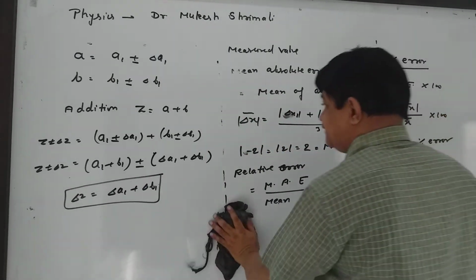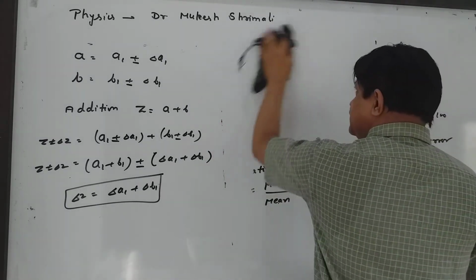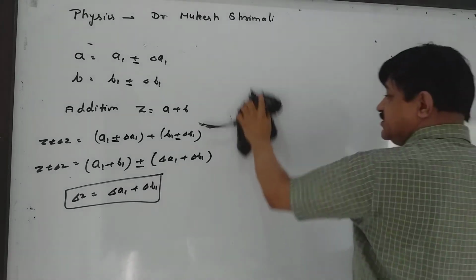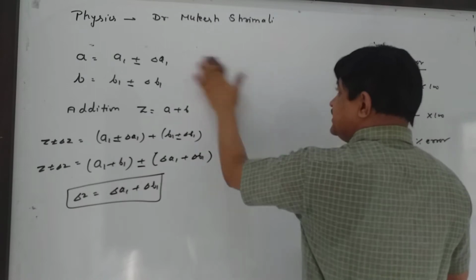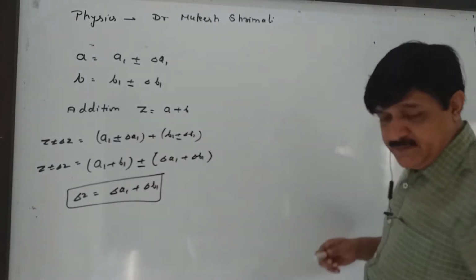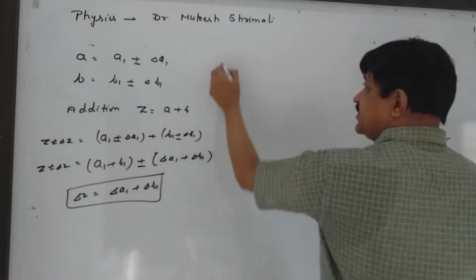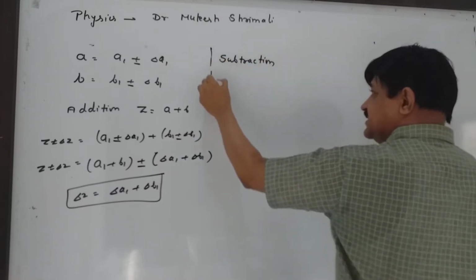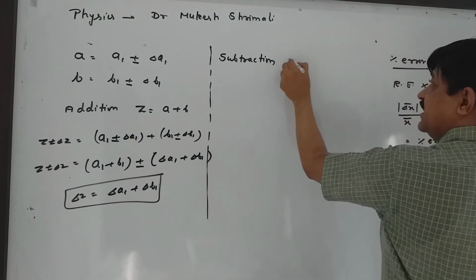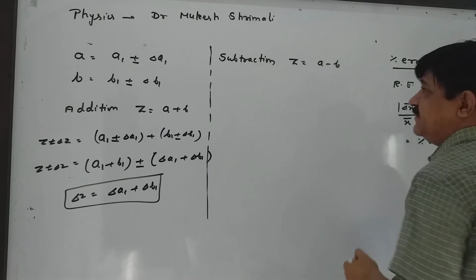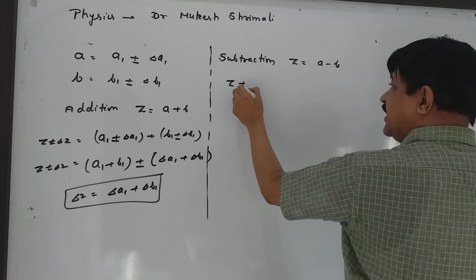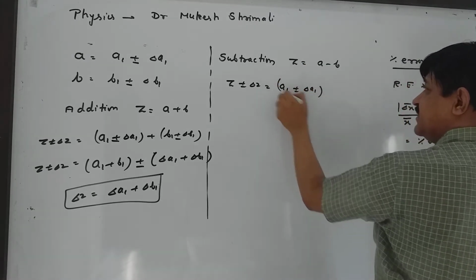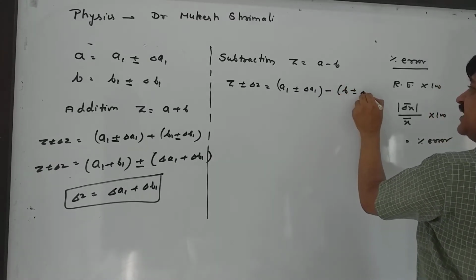Addition looks like this. Similarly, if you want to subtract the two quantities, be confident in subtraction also. In your junior classes you also discussed subtraction, the second operation. So I just put a line here. Subtraction is again: if z equals a minus b, now this time with error, if I want to write del z, a is a1 plus minus del a1 minus b1 plus minus del b1.